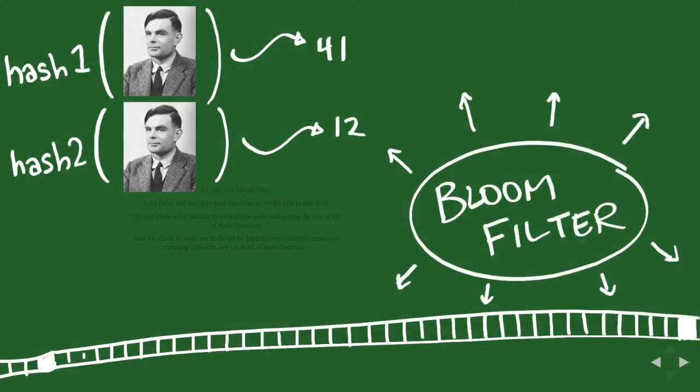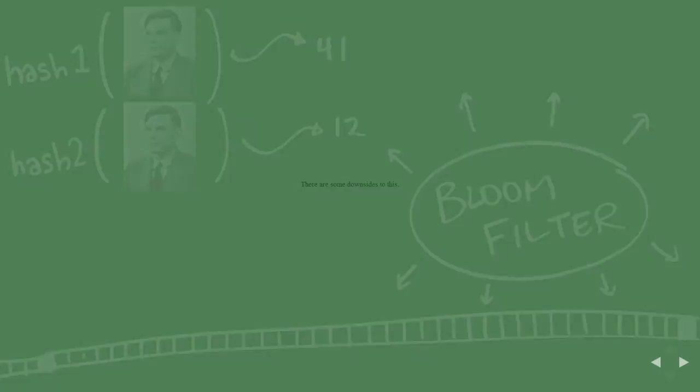So this is a Bloom filter. A bit field, and multiple hash functions to set the bits in that field. We put items in by hashing them multiple times and setting the bits at all of those locations. And we check if items are in the set by hashing items multiple times and checking if the bits are ones in all of those locations.